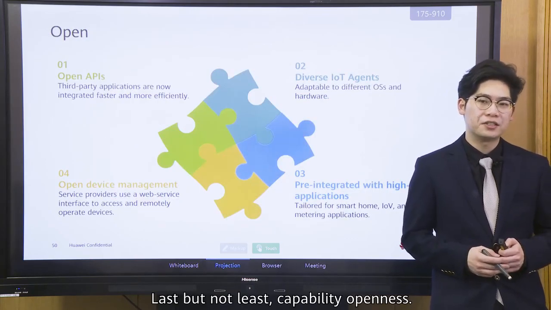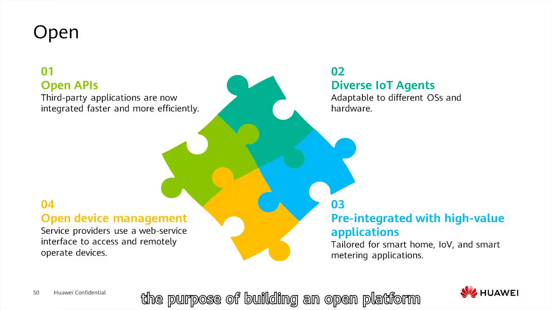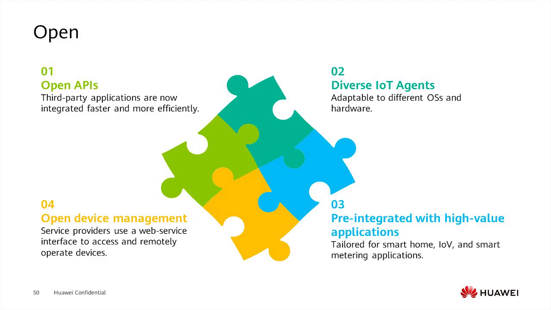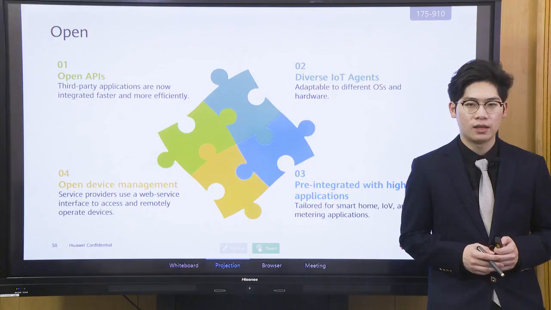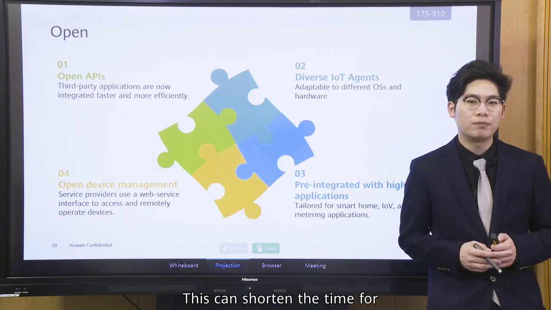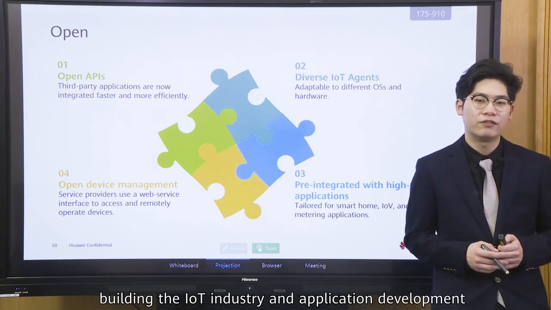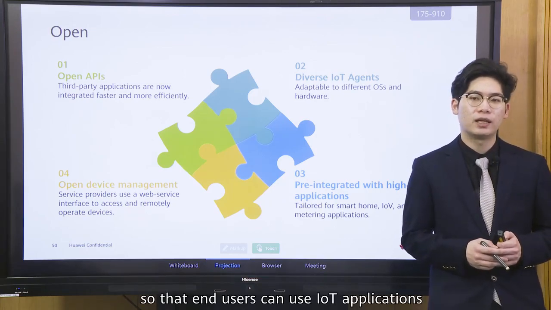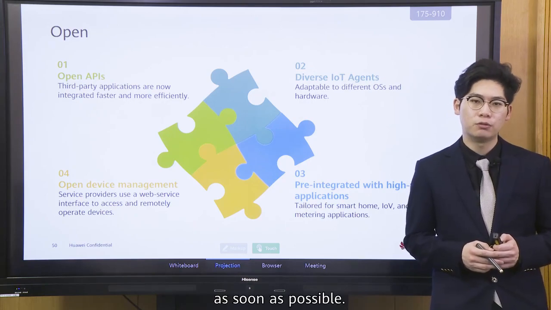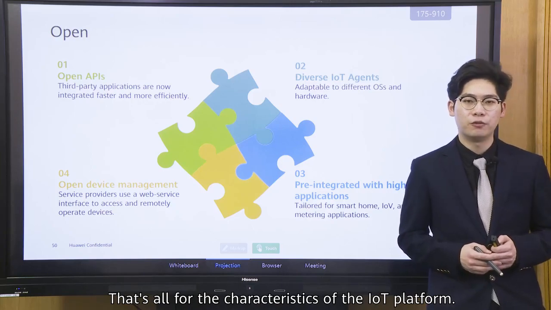Last but not least, capability openness. As we mentioned, the purpose of building an open platform is to enable everyone to participate in the construction of the IoT industry. This can shorten the time for building the IoT industry and application development, so that end users can use IoT applications as soon as possible. That's all for the characteristics of the IoT platform.